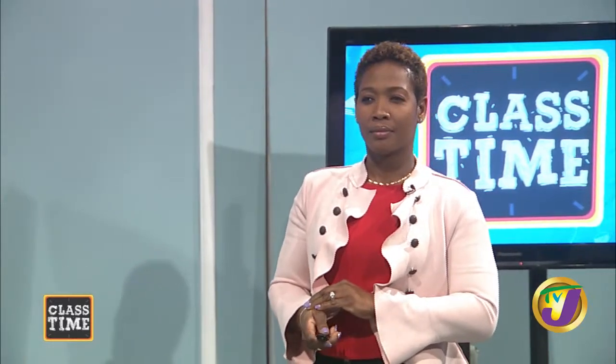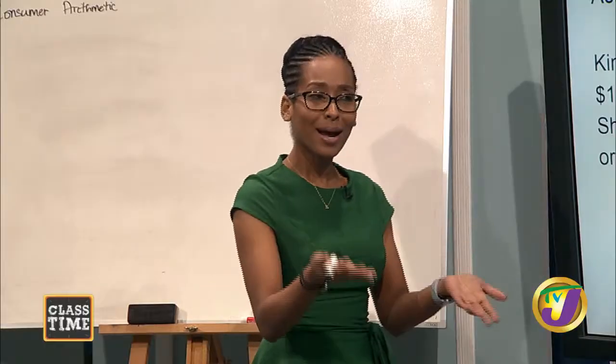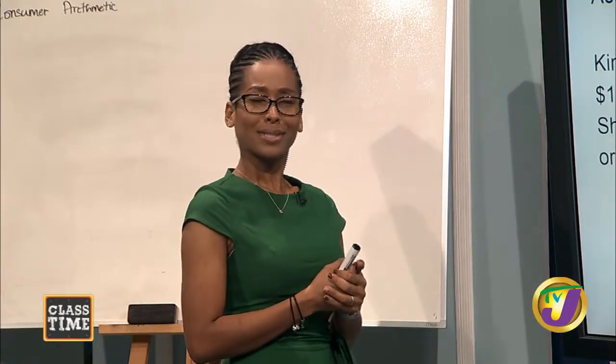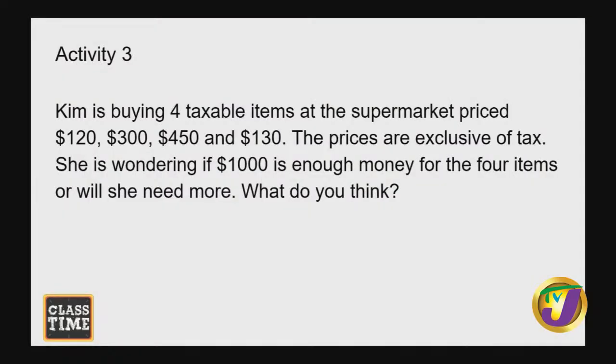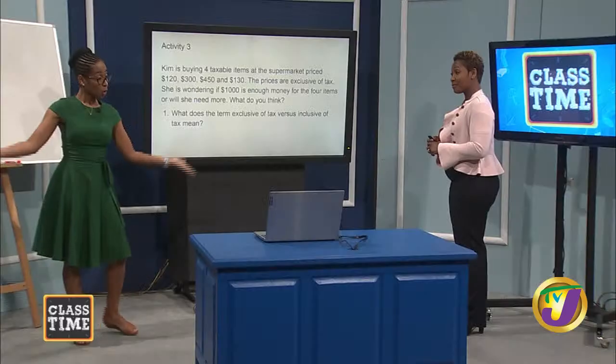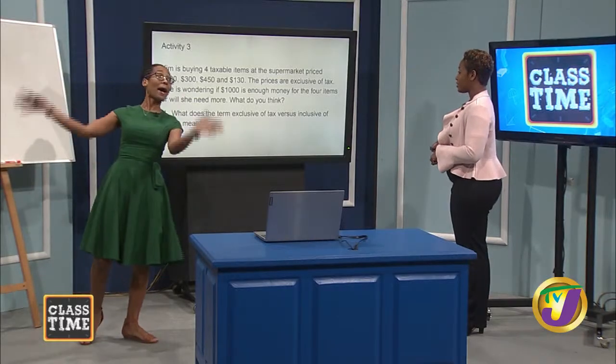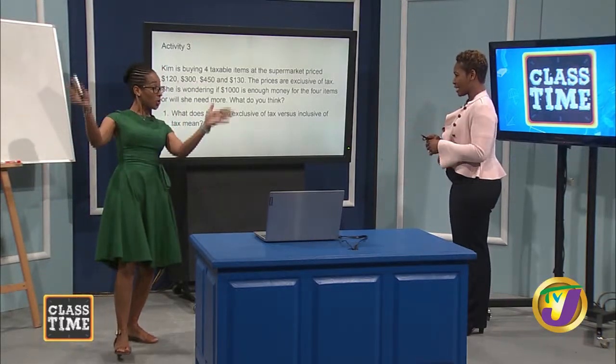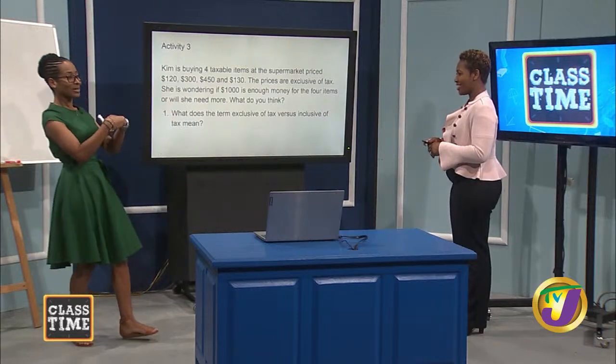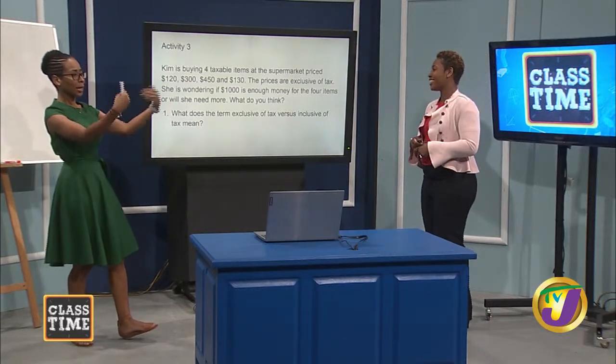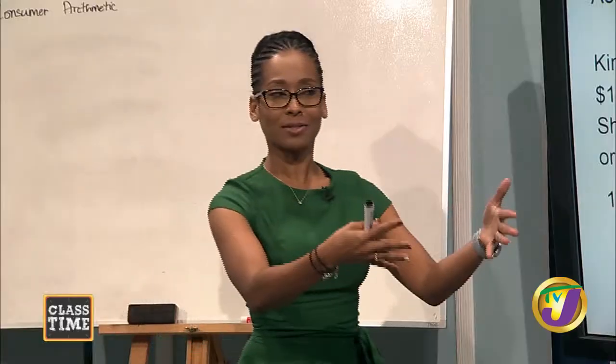But hold on, we just spoke about tax, and I don't hear you say anything about tax. Yes, the prices are exclusive of tax. What do you mean, exclusive? We have exclusive and inclusive. Exclusive of tax means outside of tax. Inclusive of tax means the price includes the tax. So the tax would have been included already in the price of the goods.